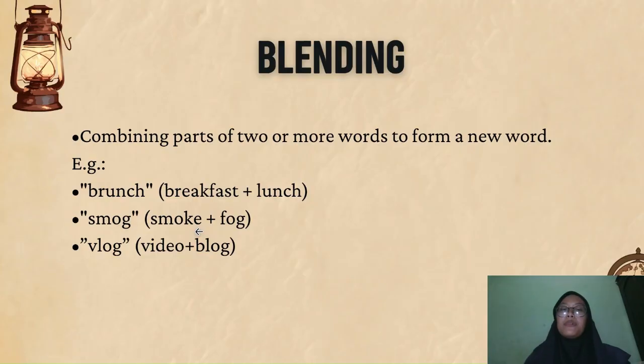And then blending. Blending is combining parts of two or more words to form a new word. Example, brunch. It is from the words breakfast and lunch. And then smog from smoke and fog. And then vlog from video and blog.